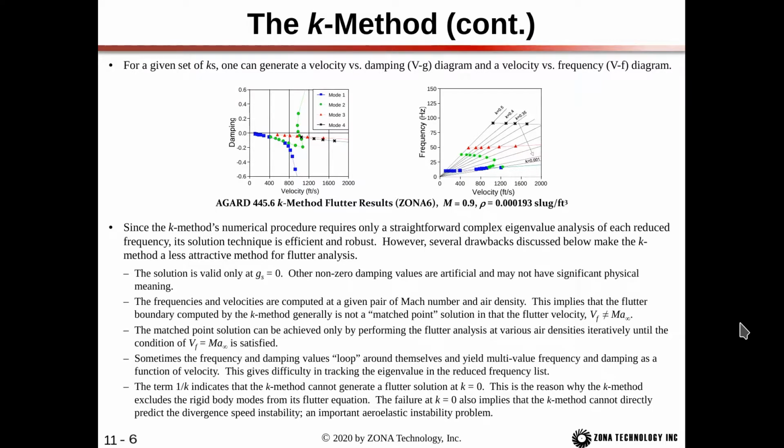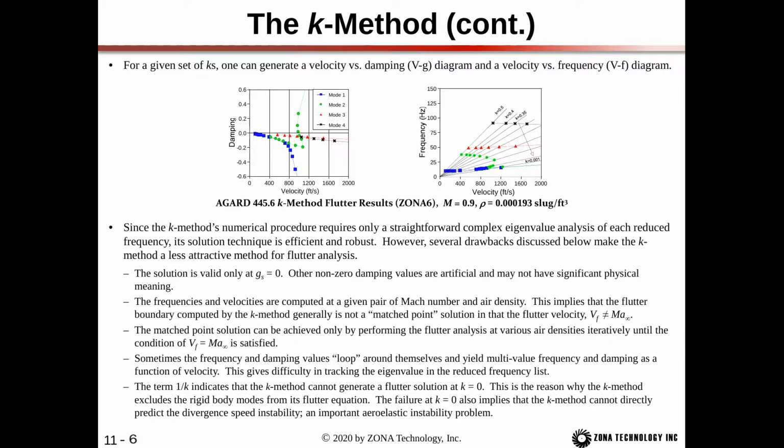Continuing with the K method, now for a given set of Ks, one can generate a velocity versus damping diagram and a velocity versus frequency diagram, as shown here. Now, since the K method's numerical procedure requires only a straightforward, complex eigenvalue analysis of each reduced frequency, its solution technique is efficient and robust. However, there are several drawbacks discussed below which make the K method a less attractive method for flutter analysis.